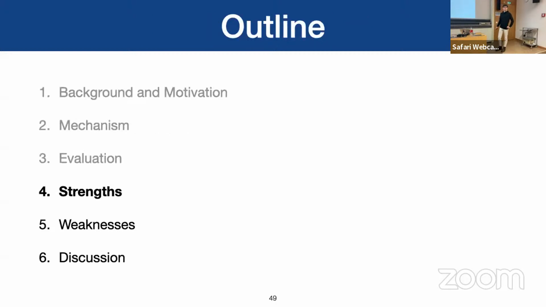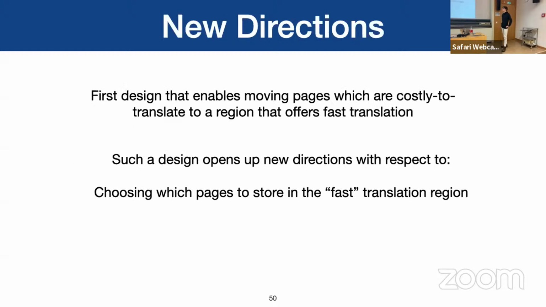Okay, so now let's look at the strengths of Utopia. Well, it definitely opened up new directions. This approach, that you use two kinds of translation mechanisms in one virtual memory system, this is the first time that this has been done. And it enables us to look at a lot of new problems. For example, the migration policies, where we can definitely choose from a lot of options.